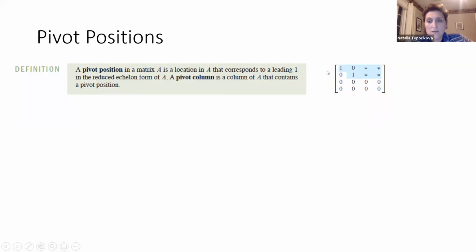matrices. For example, in reduced echelon form, a pivot position is the location of our leading value. For example, here in the first column, there is the pivot position on the top, equal to 1. On the second row, again, we have a pivot position, and so on. So we have here 2 pivot positions. Also, we refer to the column which contains a pivot position as a pivot column.